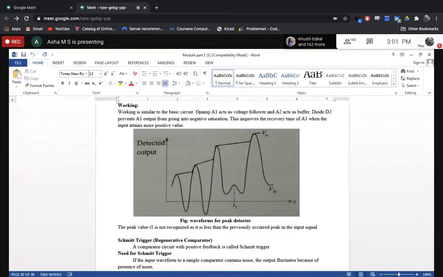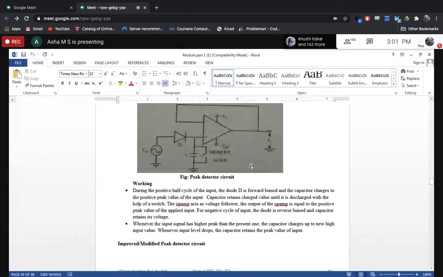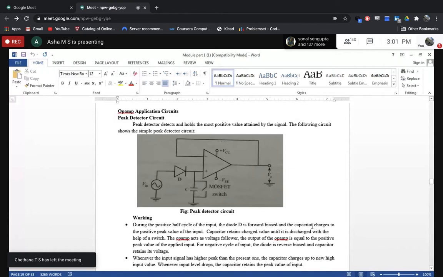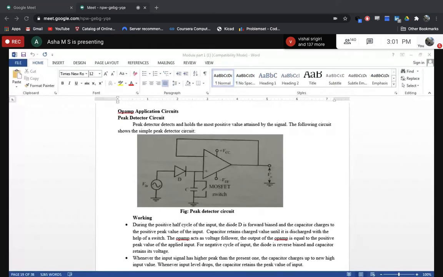Asha, previous page. Which page? Improved circuit, Asha. Second circuit. Yeah.